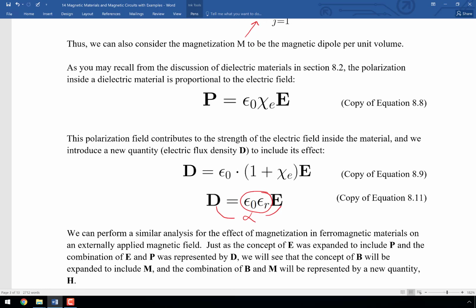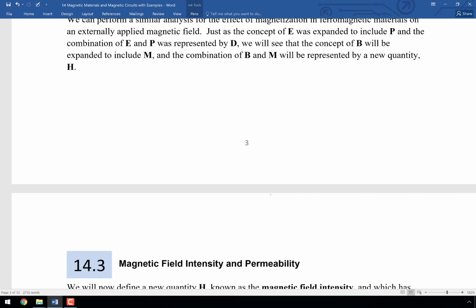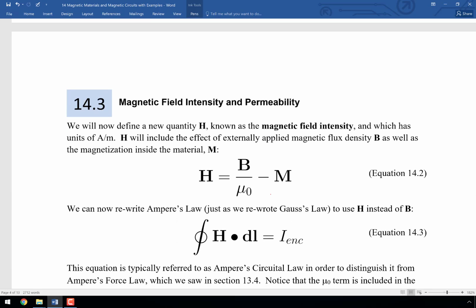We're going to perform a similar analysis for the effect of magnetization. We're going to see that just as E was expanded to include P, and the combination of E and P represents D, we're going to see that the concept of B is expanded to include M, and the combination of B and M represent H. So we have this new concept of H. H is the magnetic field intensity. The magnetic field intensity, as you can see, includes the effect of the original field that we saw, B, but it also includes the magnetization field as well.